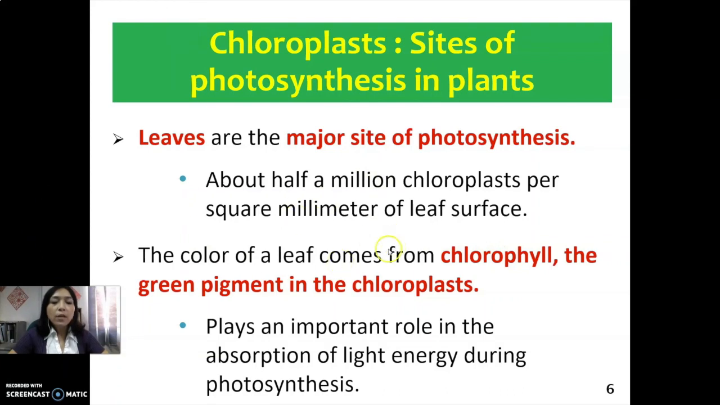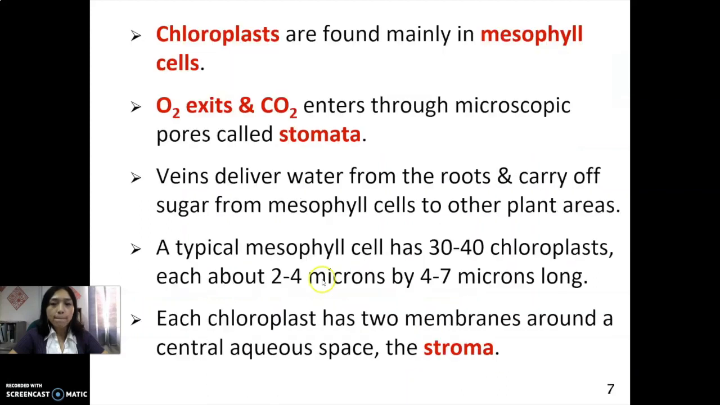The color of the leaf comes from the chlorophyll pigment. It is a kind of green pigment found in the chloroplast organelle. It plays a very important role in the absorption of light energy during photosynthesis. Without chlorophyll, the plant cannot absorb sunlight, so the process of photosynthesis would not occur.